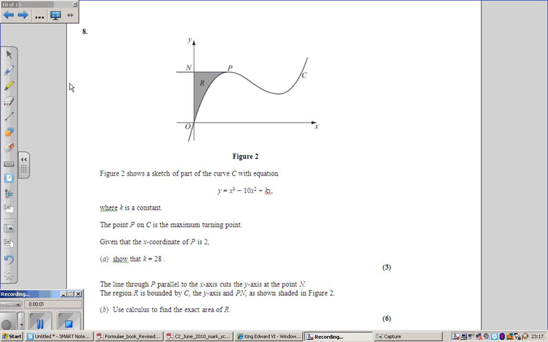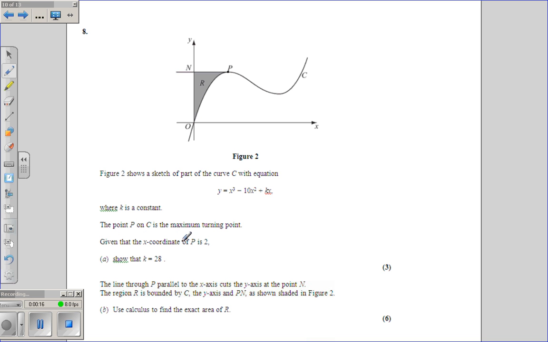Right, question 8. We've got a nice little function, x cubed minus 10x squared plus kx. Here k is just a number, just a constant. The point P on C is a maximum turning point. Given that the x coordinate of P is 2, show that k equals 28.